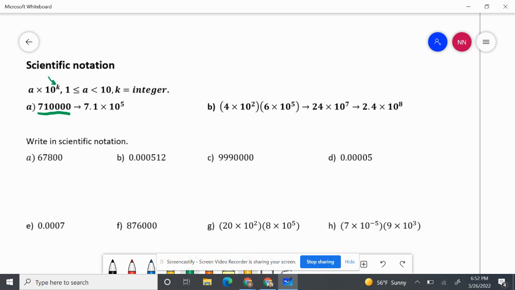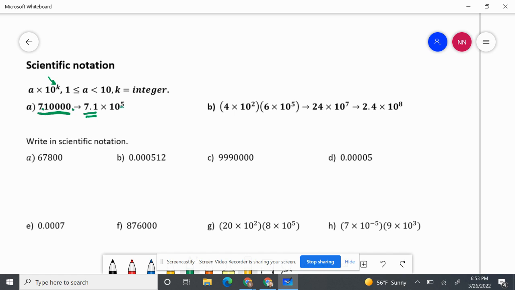As an example right here, we have 710,000, and we're going to turn it into scientific notation. This number has to be a number between 1 and 10. If we don't see a decimal, we know the decimal's at the end. A number between 1 and 10 would be 7.1, so that's why we have 7.1 right here.